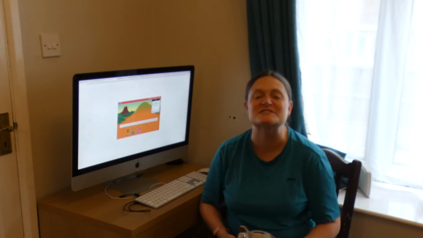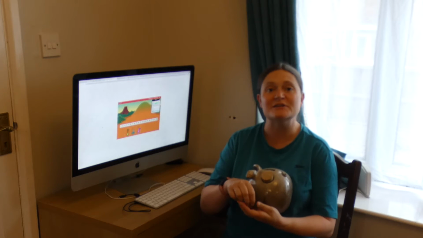Now for this activity, you're going to need some coins. If you don't have any coins at home, then you need to use something else to represent it, and that's fine. Okay, so what I'm going to do now is to count a number of pennies and put them inside the piggy bank. So will you count them with me?